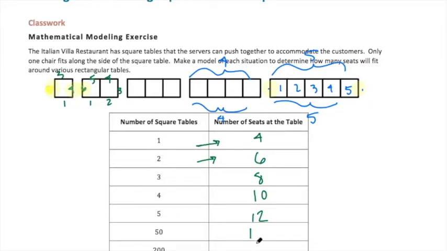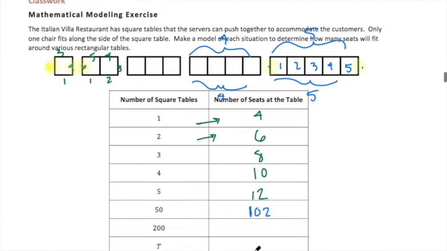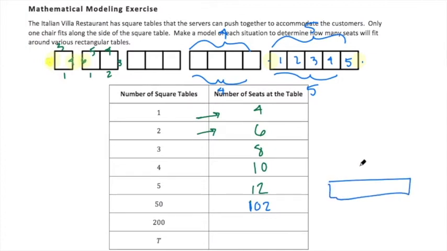If we imagine 50 tables together, there's going to be 50 on the one side and 50 on the other side, and then 1 on the 2 ends. So that's 102 chairs altogether. 200 would work similarly. There'd be 200 on top, 200 on the bottom for 402 total. So this repeated multiplication of 2 and adding 2 is happening every time.